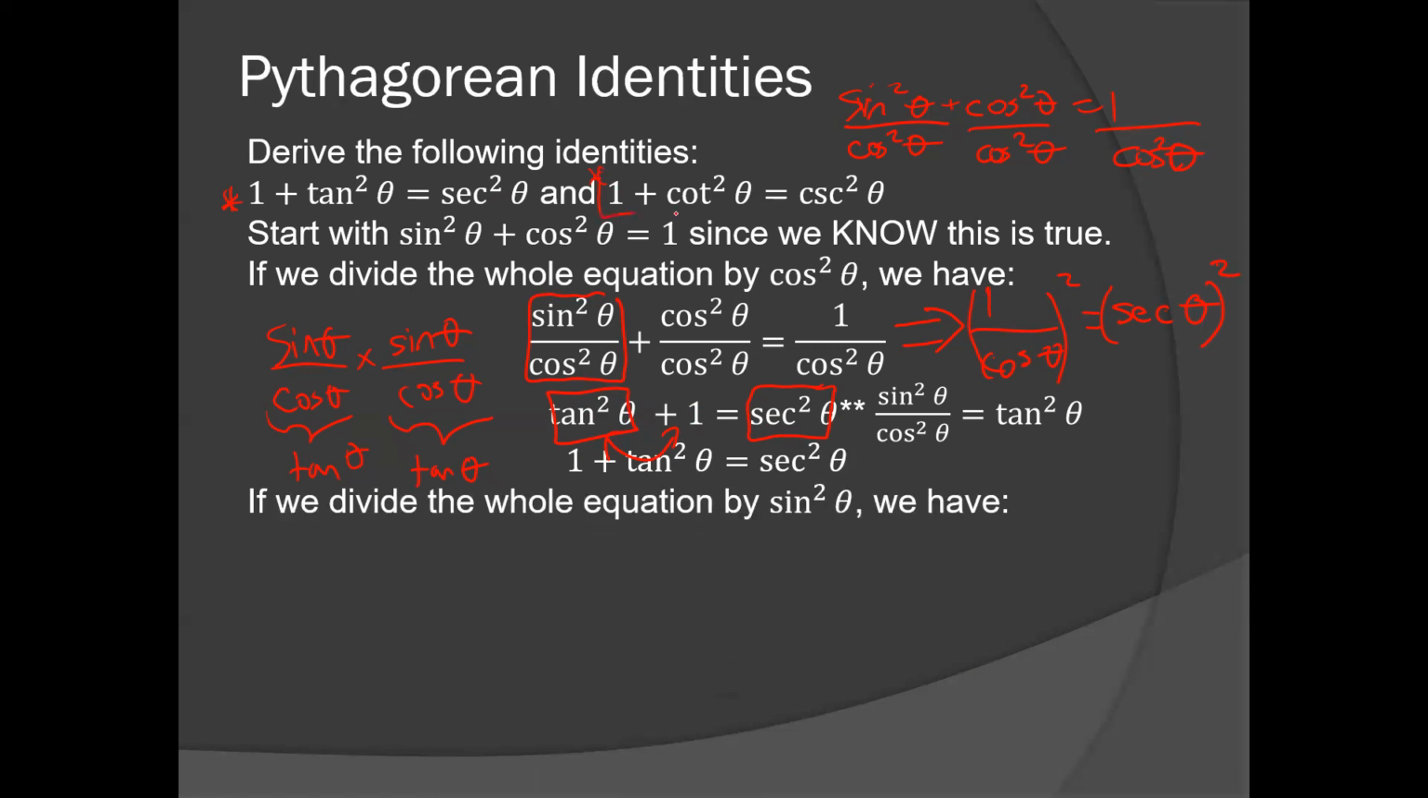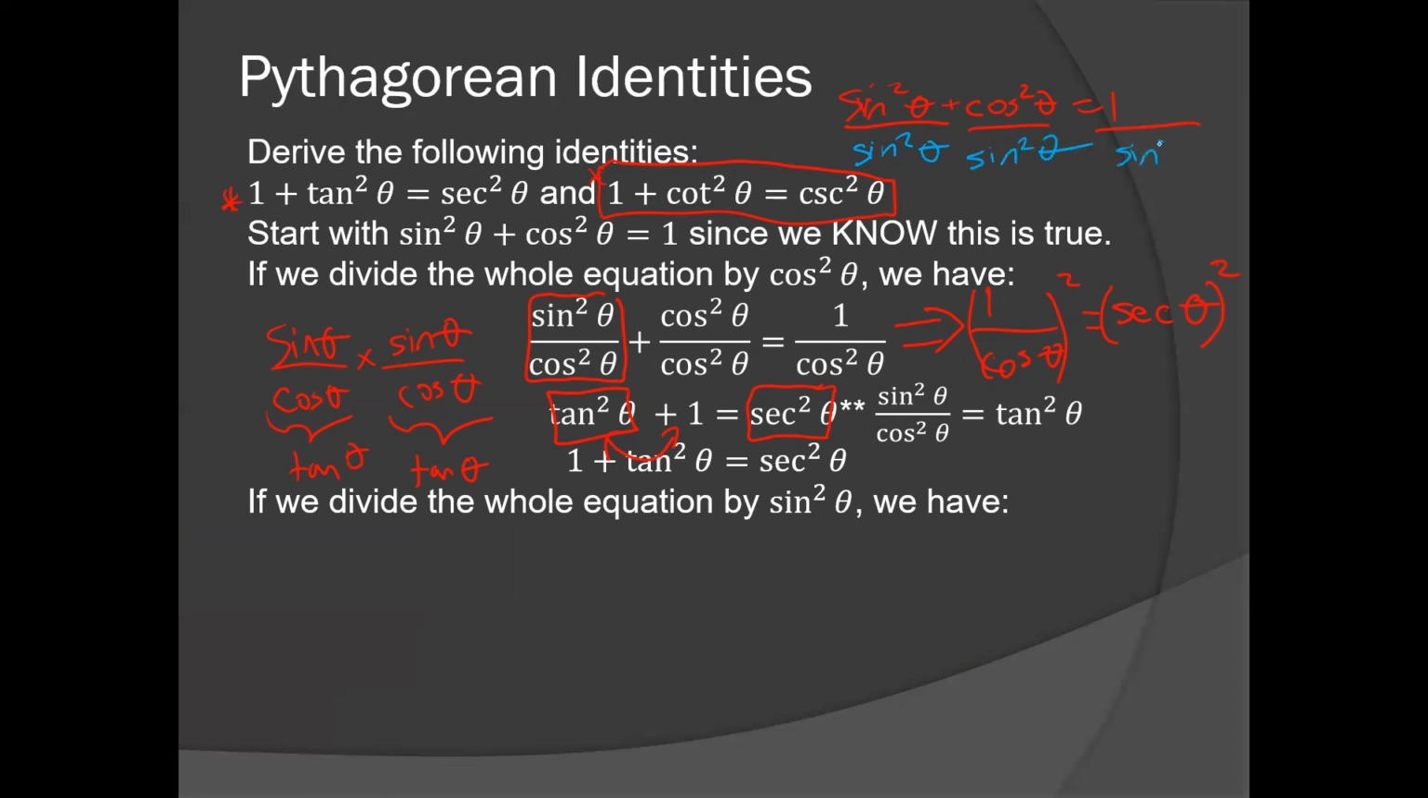For my second identity, the second one here, 1 plus cotangent squared theta is equal to cosecant squared theta. So what we're going to do is start off the exact same way. The only difference is that instead of dividing sine squared theta plus cos squared theta is equal to 1 by cos squared theta, we're going to divide it by sine squared theta. And again, this is extremely hard to say. I find a lot of these questions are even just hard to mention, right?